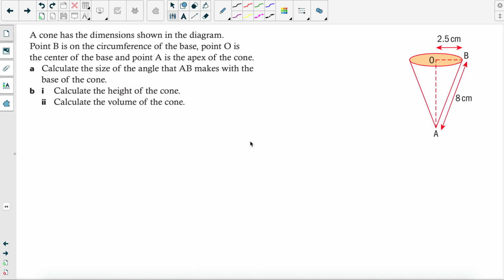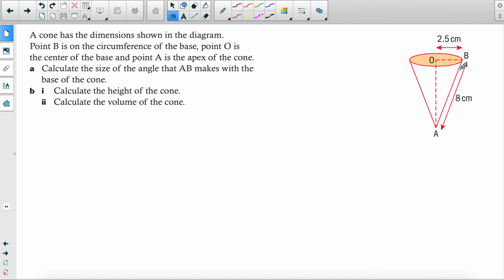For this video, I'm going to go through a volume and surface area question related to this cone. The surface area question is not included, but I'm going to add it just to cover all the bases related to the three-dimensional questions. So a cone has dimensions shown in the diagram. Point B is on the circumference of the base, point O is the center, and A is the apex of the cone. You need to calculate the size of the angle that AB makes with the base of the cone.